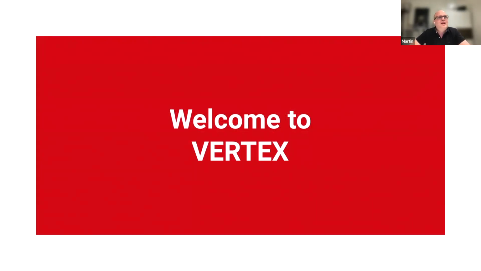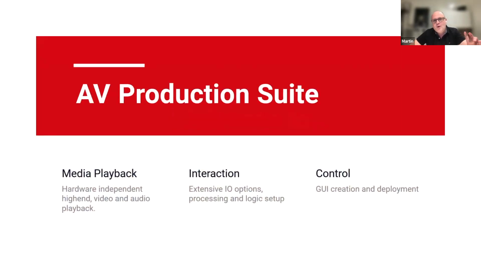And nonetheless, we would like to do a short introduction into Vertex for people who are quite new to this. When we founded Universal, we aspired to create an AV production suite, which for us is a software which combines three main fields in which everyday operations happen, which is media playback, interaction, and control. And we aspire to put everything into one solution, to have everything in one place. And the result of that is Vertex.